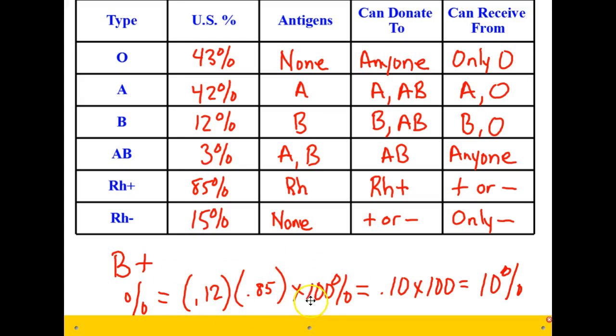and then you multiply by 100% to convert it back to a percentage. 0.12 times 0.85 on your calculator is 0.10. 0.10 times 100 to convert it back to a percentage, of course, is 10%. So 10% of the U.S. population has B positive blood. And that's how you determine that. You take the percentage probability of having each, multiply it, and then convert it back to a percentage by multiplying by 100.